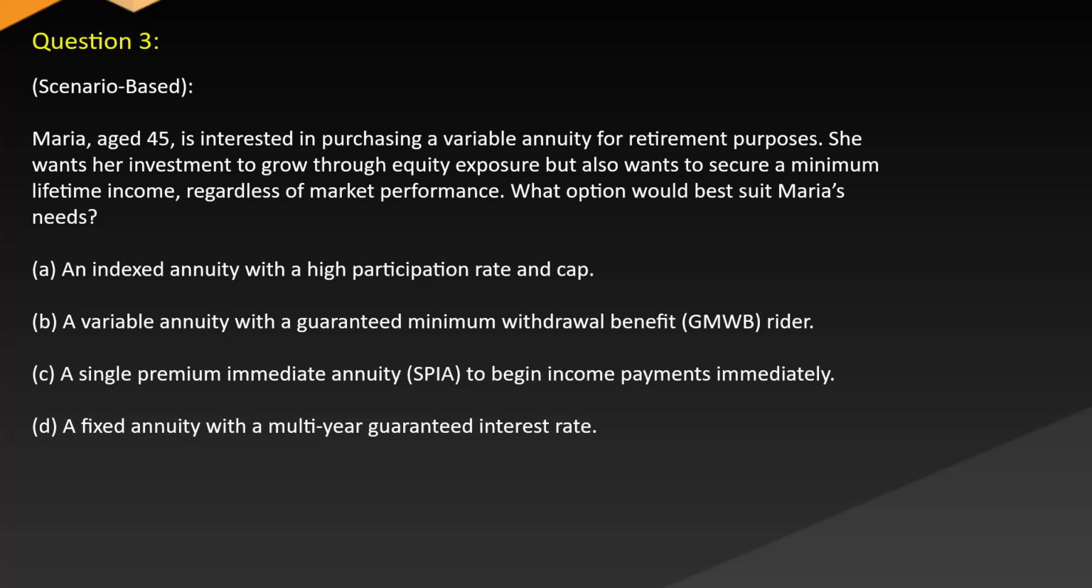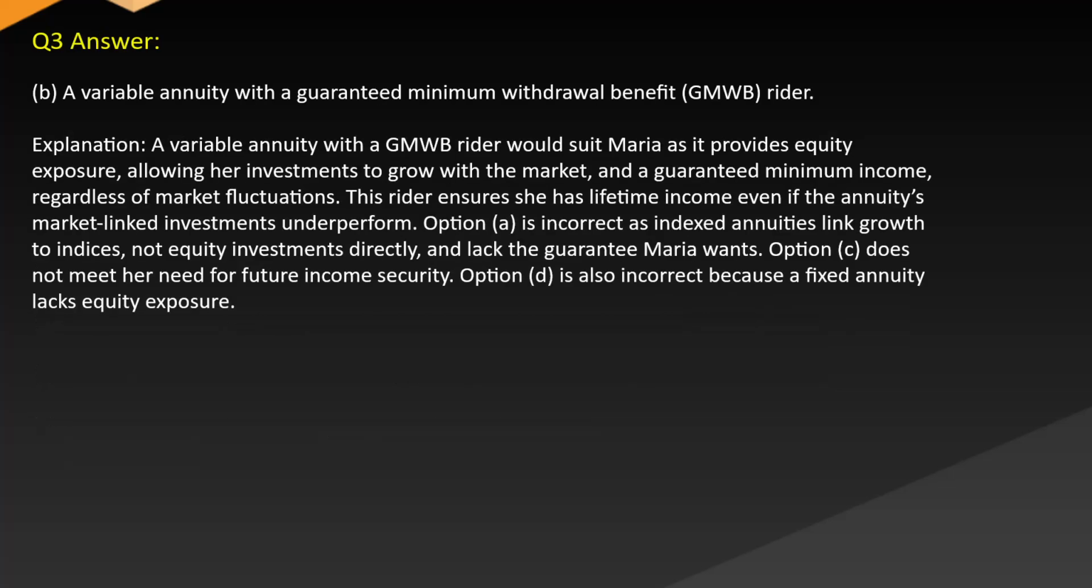A. An indexed annuity with a high participation rate and cap. B. A variable annuity with a guaranteed minimum withdrawal benefit rider. C. A single premium immediate annuity, SPIA, to begin income payments immediately. D. A fixed annuity with a multi-year guaranteed interest rate. Answer B. A variable annuity with a guaranteed minimum withdrawal benefit rider.